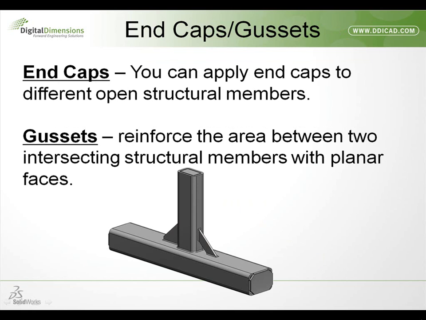End caps and gussets. We have the ability to apply end caps to open structural members. We also have the ability to apply gussets between intersecting structural members so long as they have planar faces to support the gusset. One of the new things with regard to gussets in SOLIDWORKS 2009 is the fact that we can now apply a chamfer to the back side of the gusset to allow for clearance for fillet weld beads. And with that, we'll take a look at this in SOLIDWORKS.